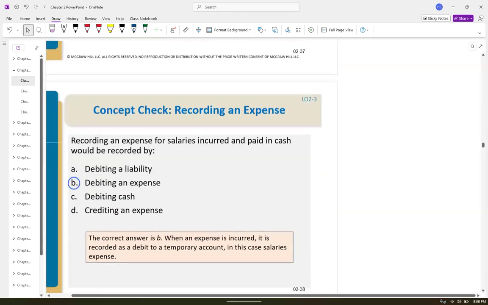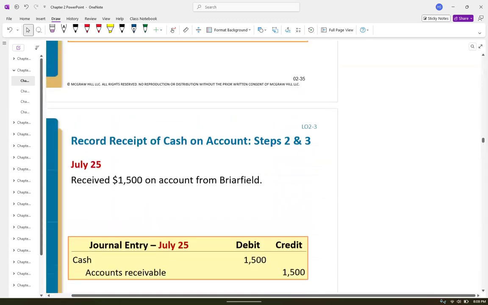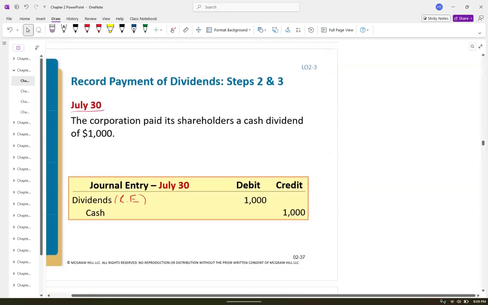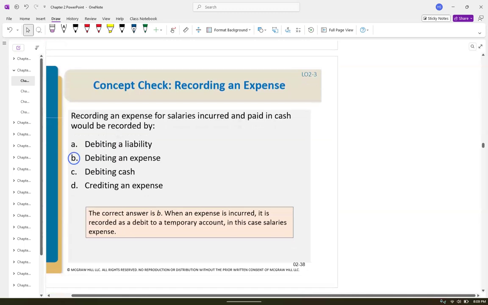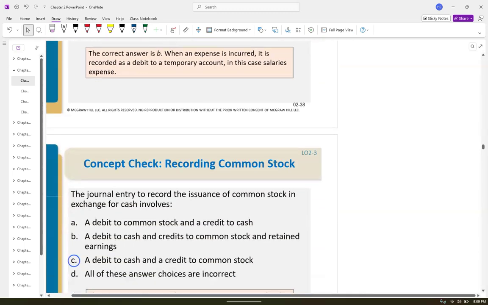Let's do this concept check. It says recording an expense for salaries incurred and paid in cash would be recorded by debiting an expense. And we just did that one right there. Isn't it kind of neat how they'll ask you a question about something that you just previously heard, kind of like these Edpuzzle videos that I'm doing for you?